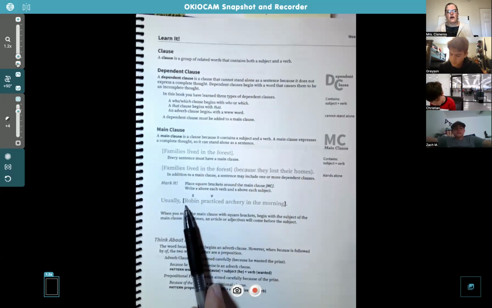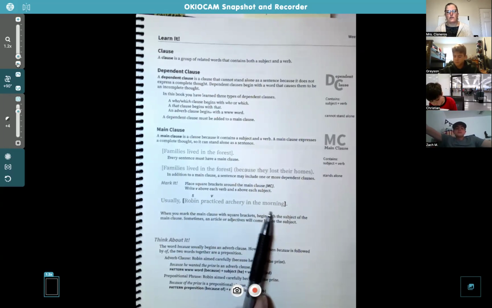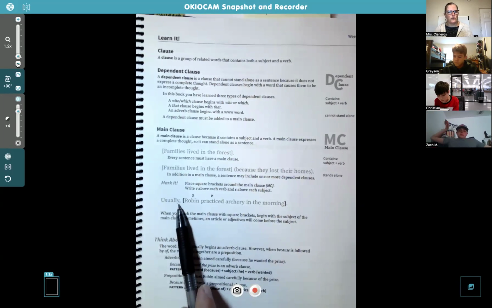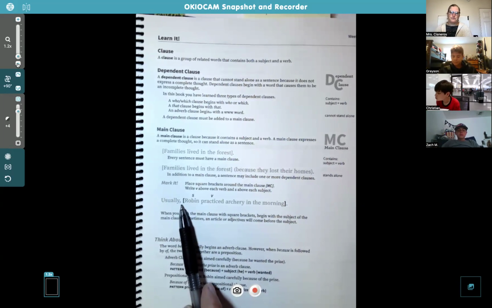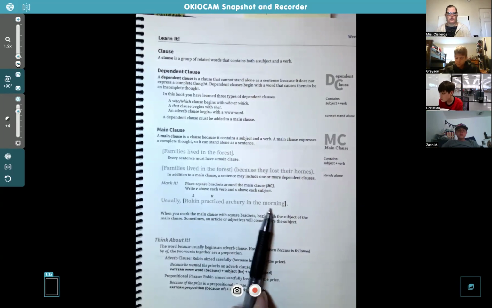This is a main clause. Robin practiced archery in the morning. Notice they didn't include usually. That's because that's an opener. That's an LY opener. You guys are learning about openers now. So when you're looking for a main clause, do not include the opener, the LY opener. I'll say it that way. Robin practiced archery in the morning.